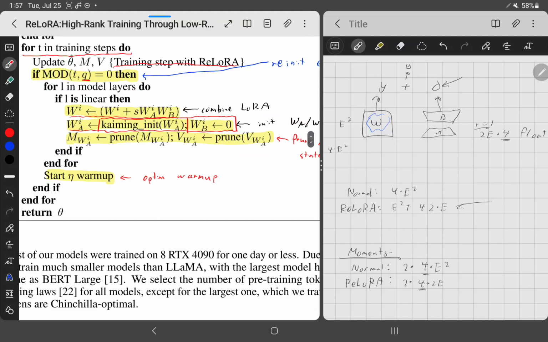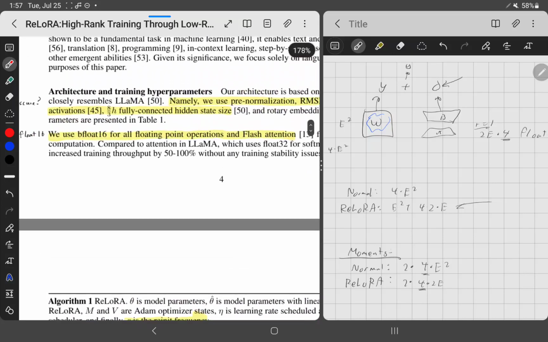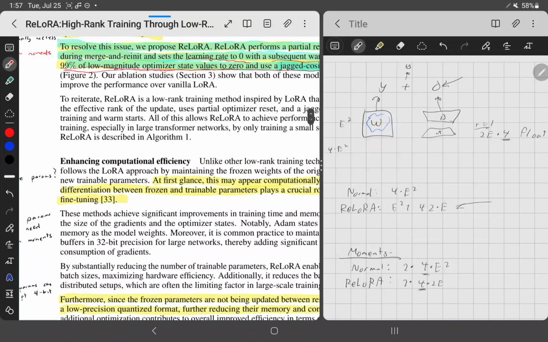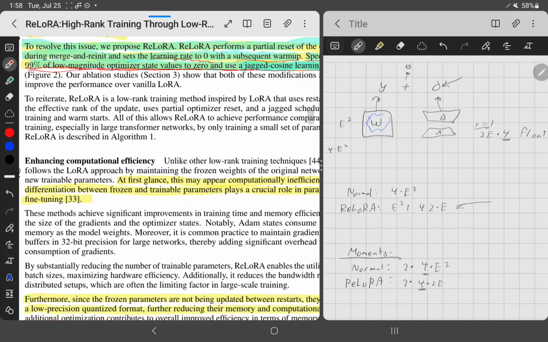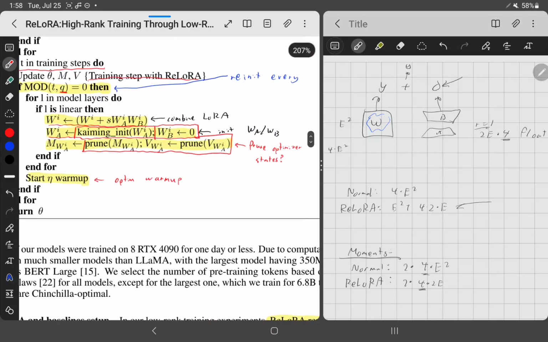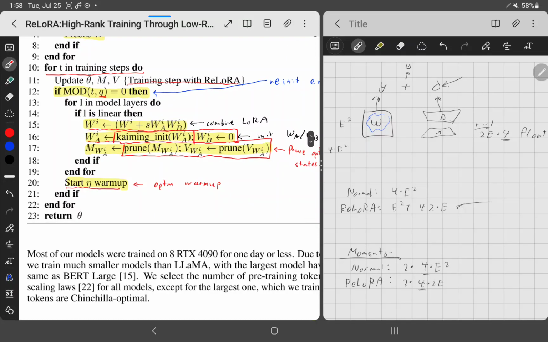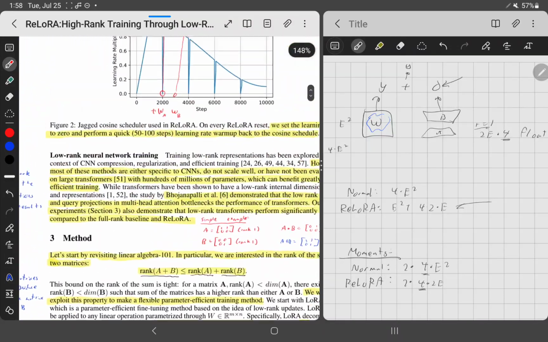Now, they also do this pruning. So here, right after you add your new weights, you have to prune the optimizer. And remember what they said up here. They said that they set 99% of low magnitude optimizer state values to zero. So they reset a lot of these values, which is what makes the optimization work, as opposed to it going in the same direction. And then they start the warm-up. So that's what you can see up here again.